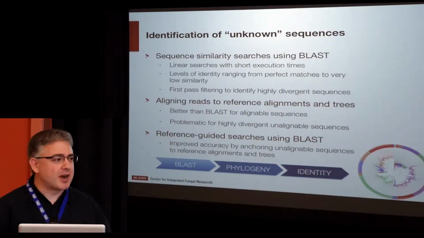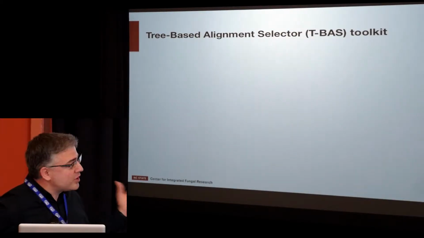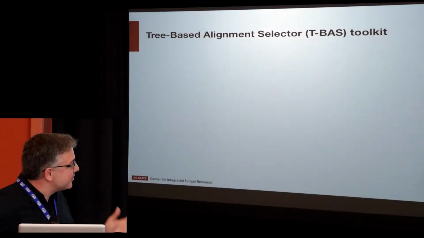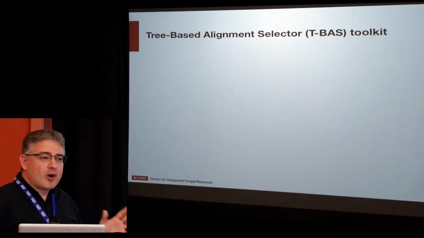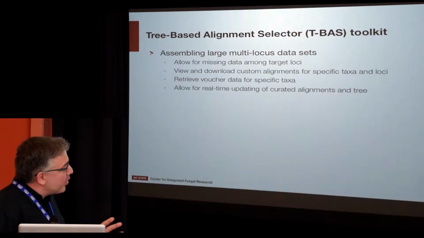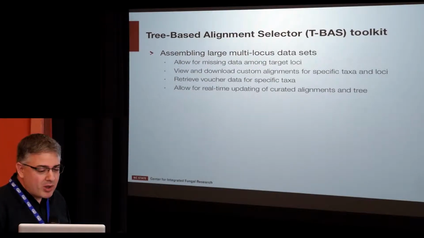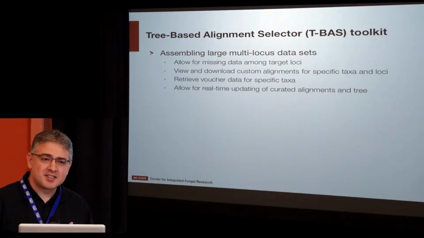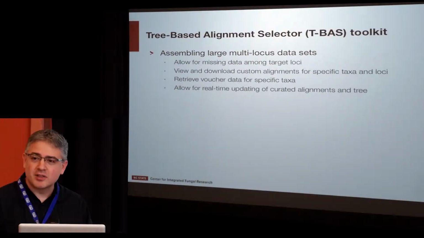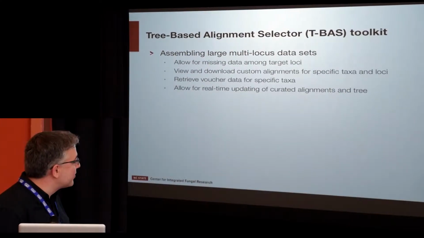So we have to start from scratch. We have to reinvent or invent a new tool, and we did this. This is the Tree-Based Alignment Selector Toolkit. And I want to provide you with an overview of what it can do right now and where we want to go with this. So the most essential feature of this is it allows you to really manage large multi-locus data sets that are not static but dynamic. They're really changing through time, and the user has to be able to continually update their tree, their alignments, their voucher tables.